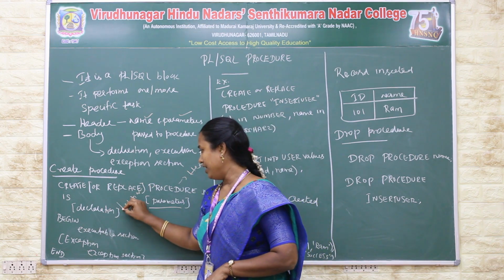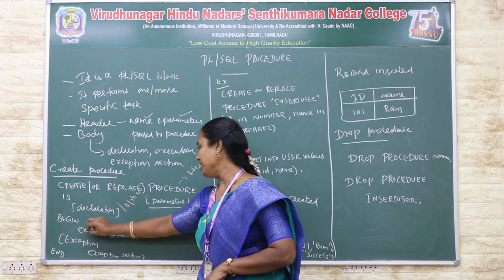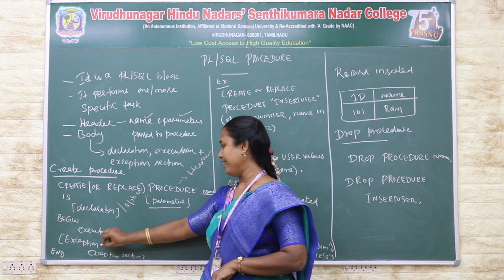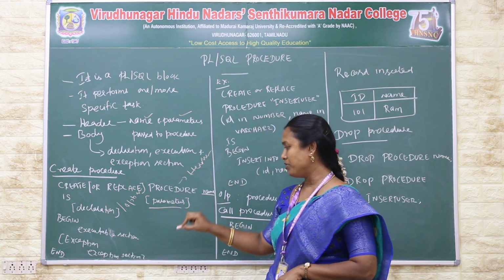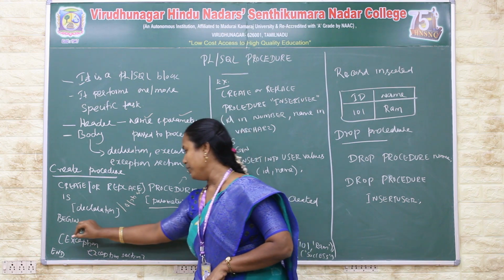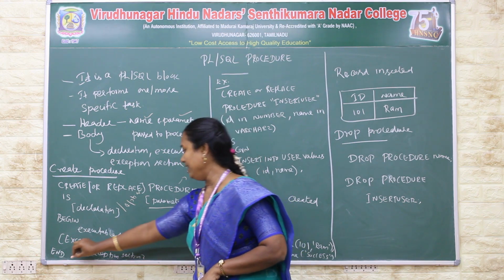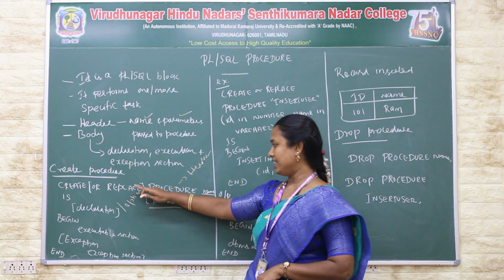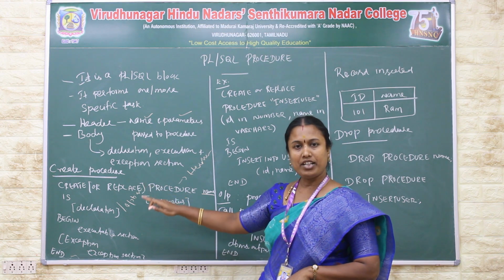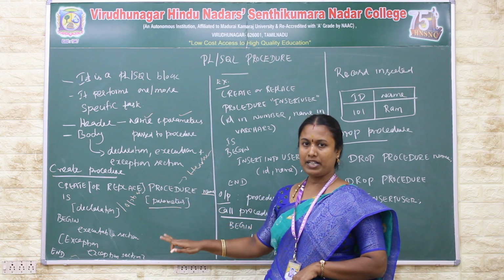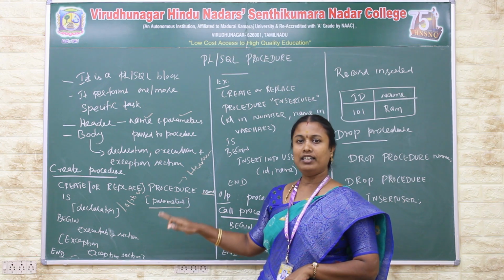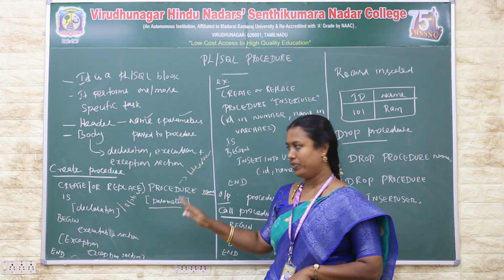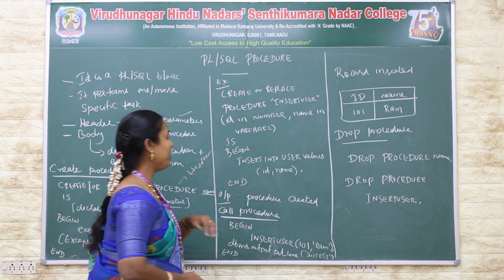Then after the declaration, the executable section begins with BEGIN. Within the BEGIN you write the executable statements. Then the exception section is also optional. If you want, you can use it; otherwise you can leave it, so it is mentioned within square brackets. Then END specifies the end of the procedure. So in this procedure I mentioned the header section along with the body section. The header section contains two parts, and the body section contains three parts. Of the three parts, only the executable section is compulsory; the declaration and the exception sections are both optional. Okay. Next we move on to the example to create a procedure.